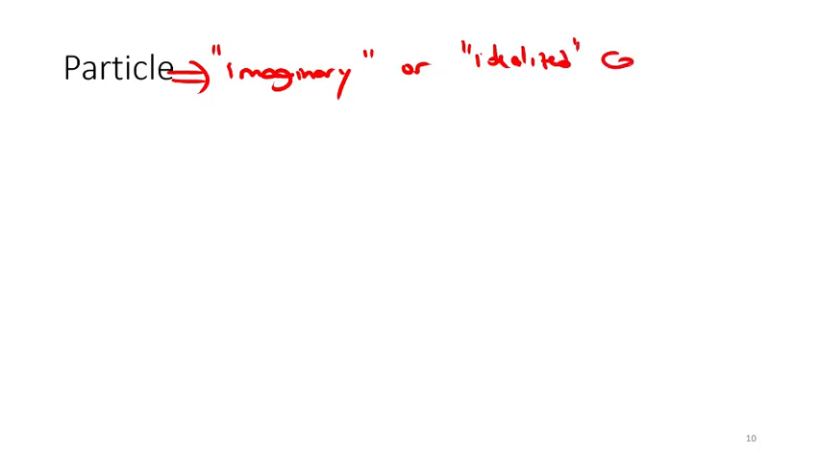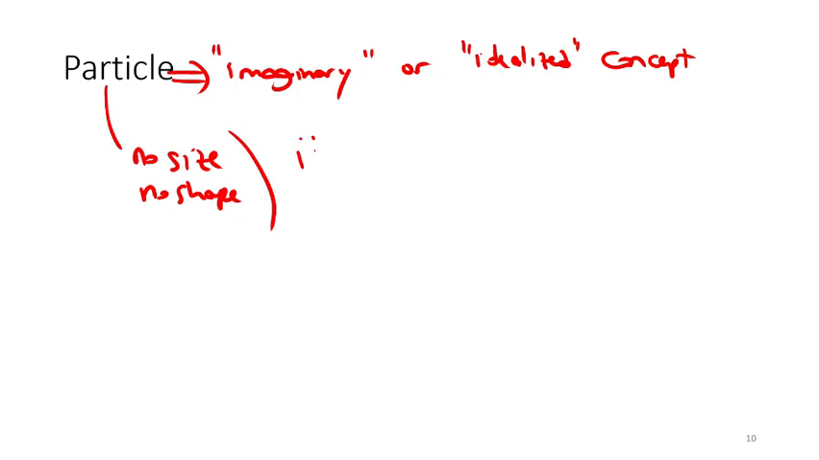Now let's start firstly with the particle. The particle is an imaginary, or you can say idealized, concept. It simplifies the problems. What the particle means is that it doesn't have a size or any shape, but it has mass. This is the meaning of a particle.